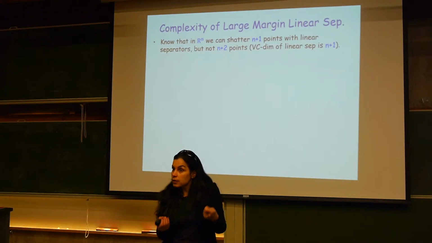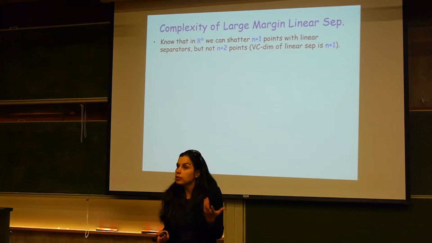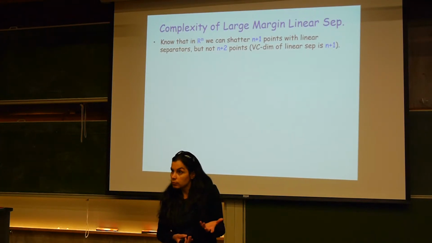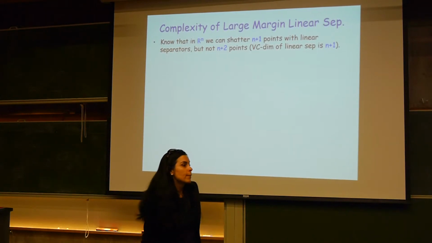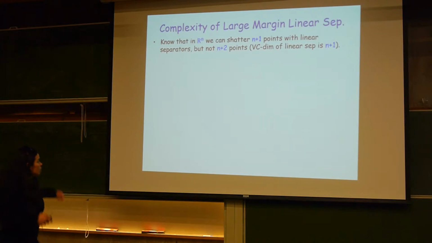In this context of shattering, as we've seen, the notion of shattering is crucial for reasoning about generalization abilities, for reasoning about classifiers that do well on the sample doing well in the future as well. So if we have linear separators in Rn, then we can shatter n plus 1 points, but we cannot shatter n plus 2 points. There is no set of n plus 2 points that we can label in all possible ways.